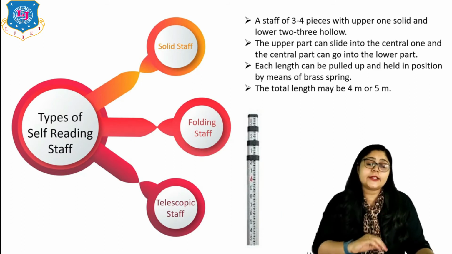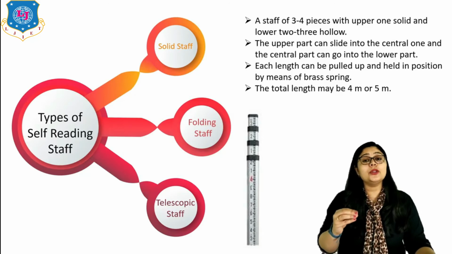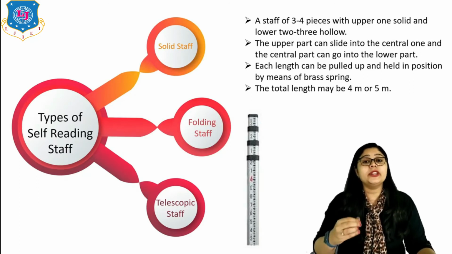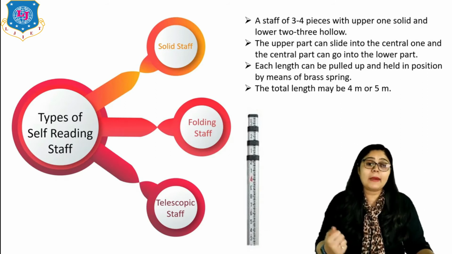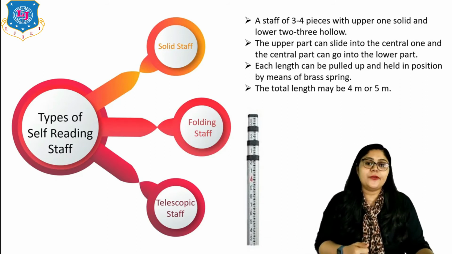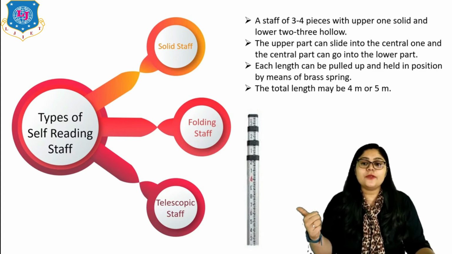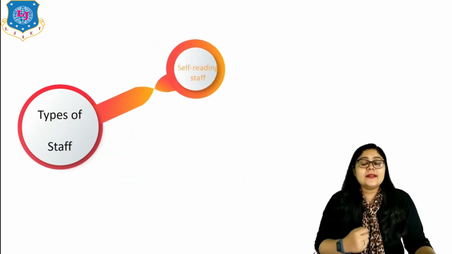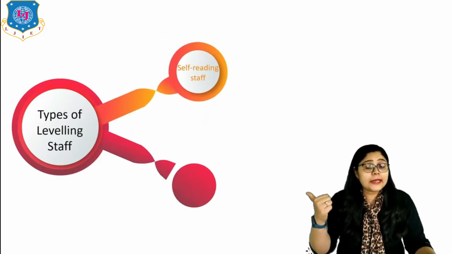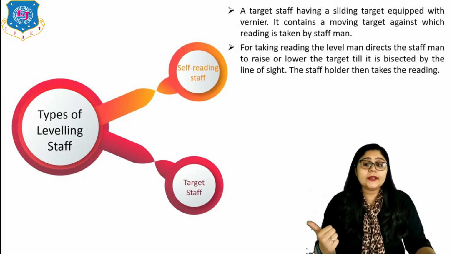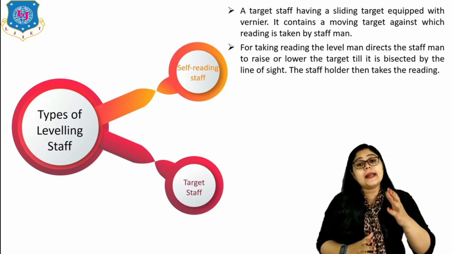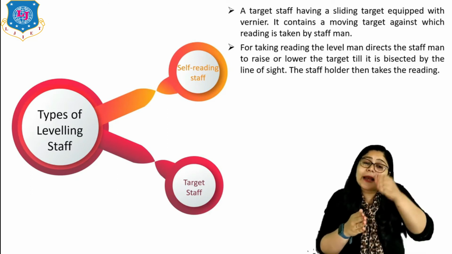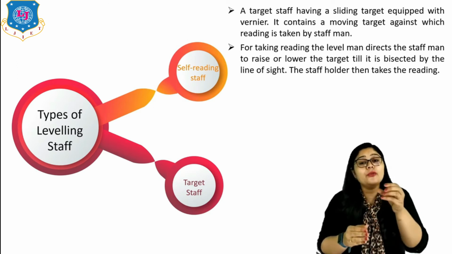So for your better understanding, if I go to the field for a leveling survey, I will go with the dumpy level and my telescopic staff. So this is all about types of self-reading staff, right? Now let's understand the second type of leveling staff, which is known as the target staff. Now what is a target staff? Generally a target staff has a sliding target equipped with vernier.